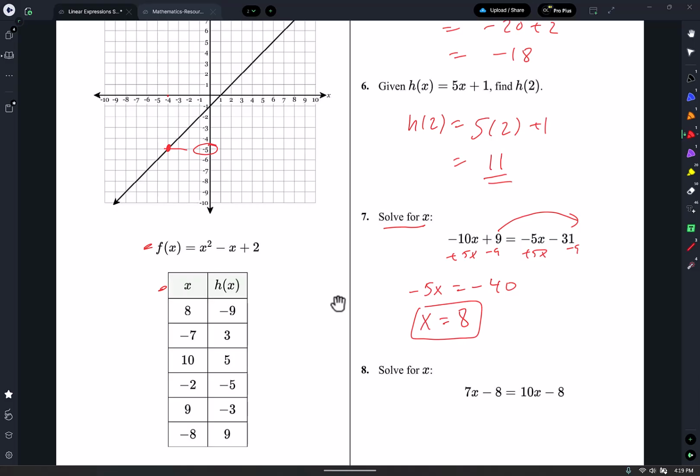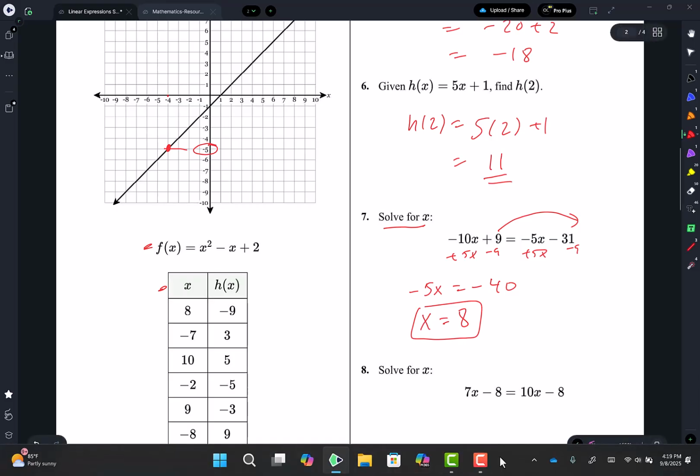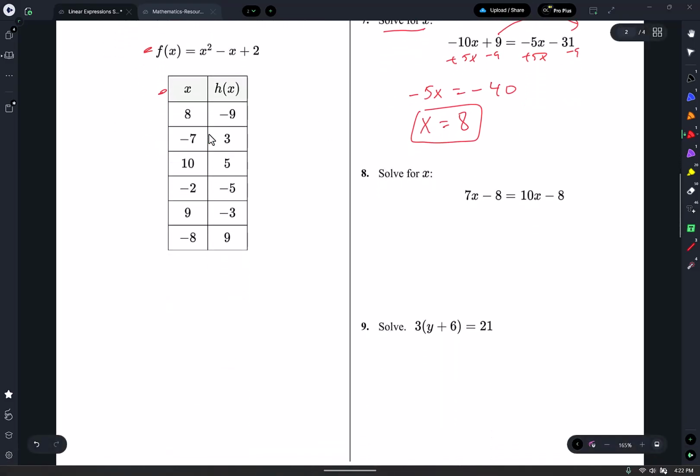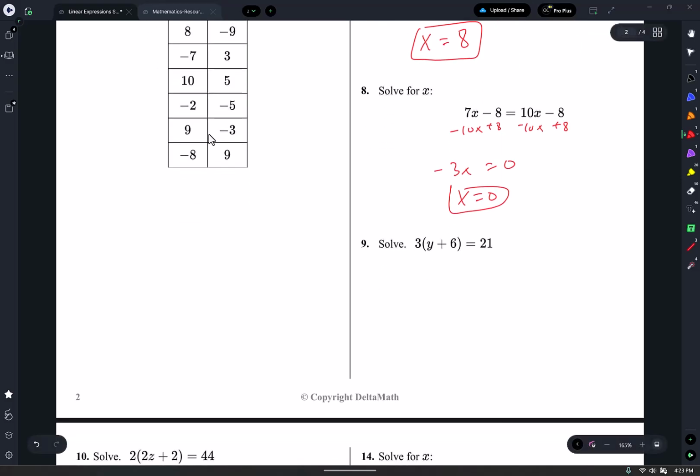All right, hold on, pause. So the next question, guys, all we're doing is solving for x. So you're going to move all your x's to one side. You're going to move everything else to the other side. So minus 10x, you're going to have negative 3x, and then plus 8. Oh my gosh. As soon as you get negative 3x equals 0, x equals 0 right off the bat. Does that make sense, guys? All right. Yeah, ask me.